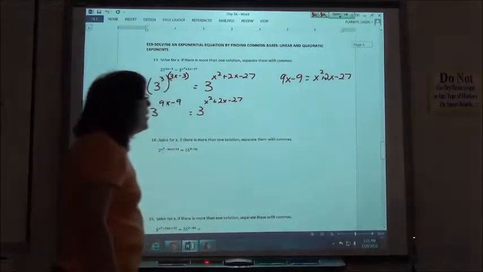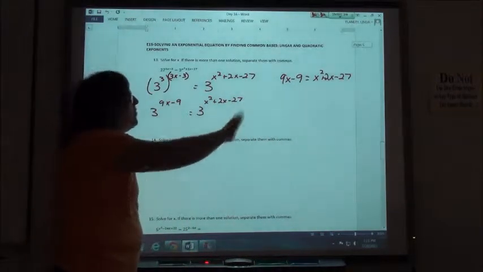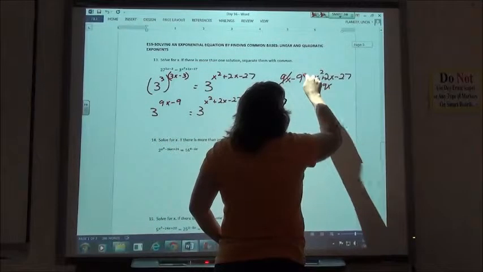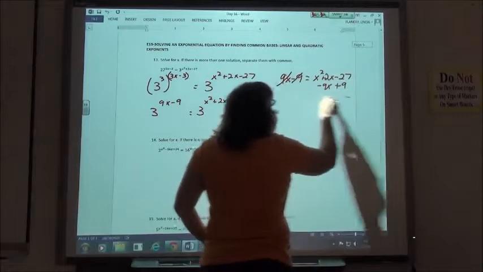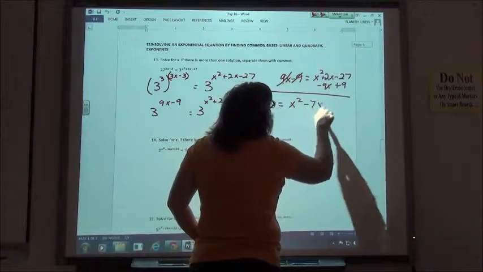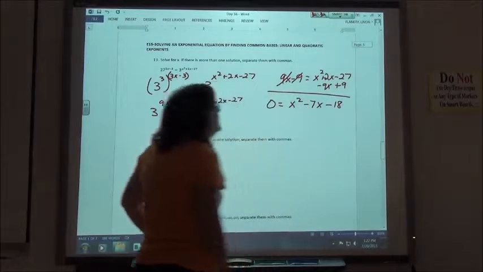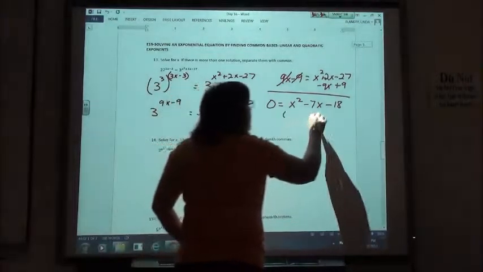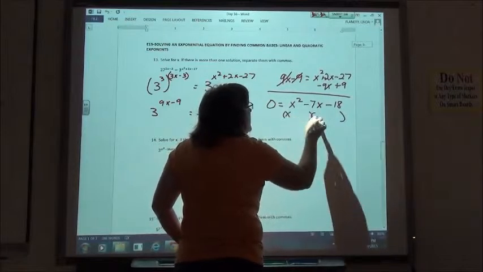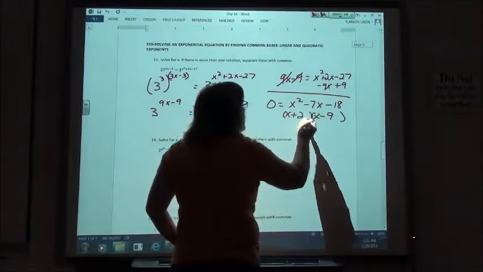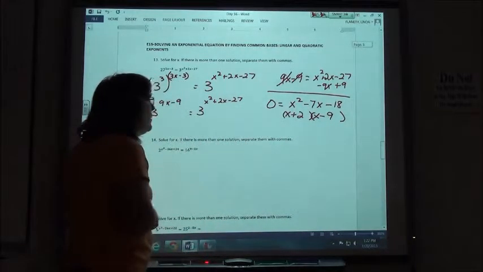Since I have a quadratic expression, I've got to move everything over and set it equal to 0. So minus my 9x and add my 9. x squared minus 7x minus 18 then is what I get there. So solving that by factoring, x and x, a plus and a minus. I'd have to have a minus 9 and a plus 2 to get minus 7 in the middle.